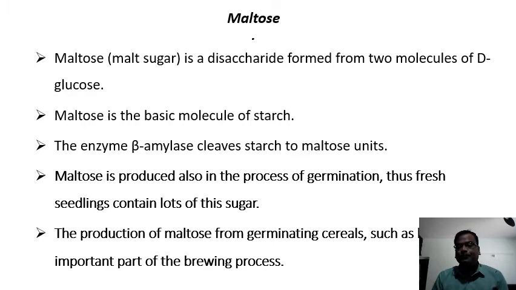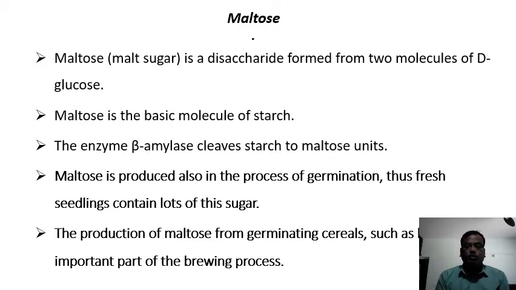And that's why, in our regular food, they advise us to consume the germinating seeds, the sprouting seeds, because they contain simple sugars like maltose, which can be easily digested and which can be easily assimilated. Okay, that's about the maltose.